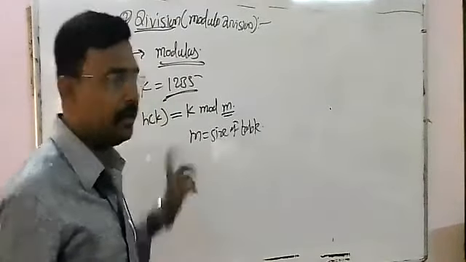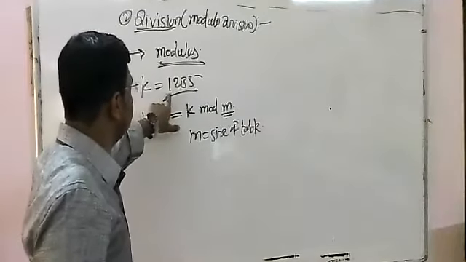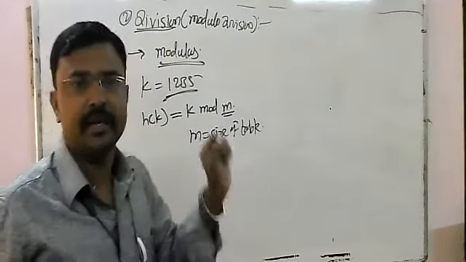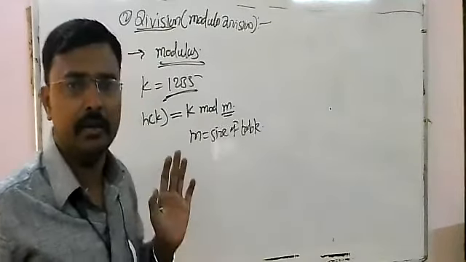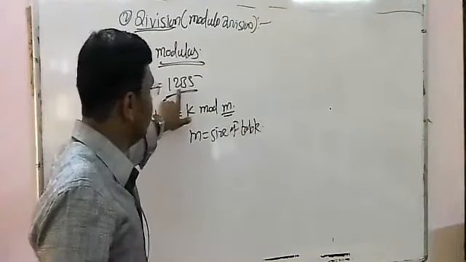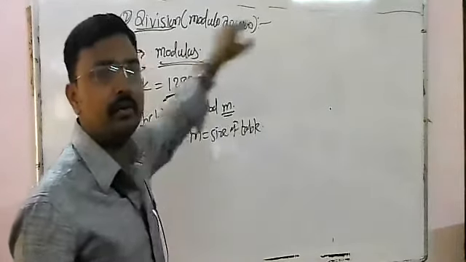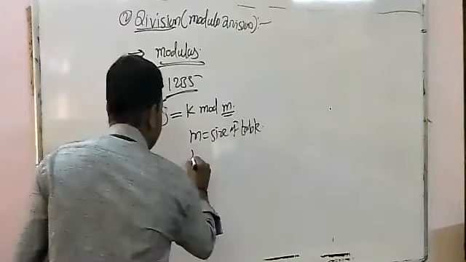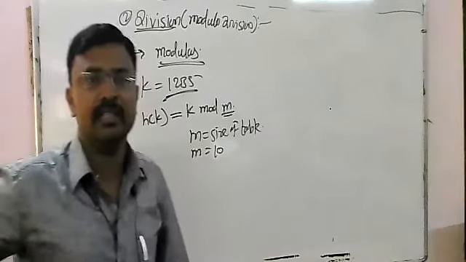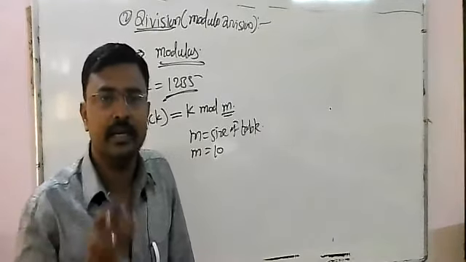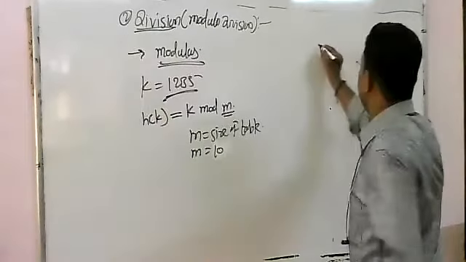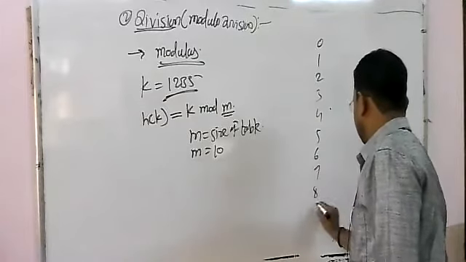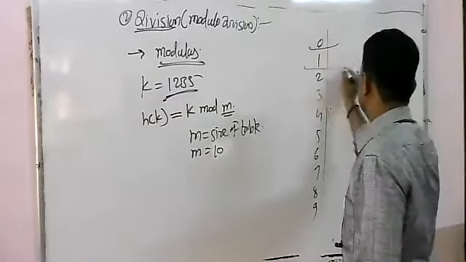Now, we have the key value 1235, and I want to store this key value into the hash table. What is the size m of the hash table? It is 10. How many indexes are there? 9 is the last index.